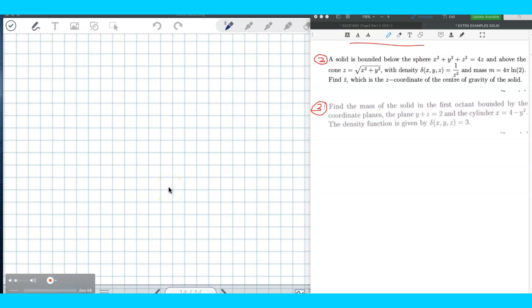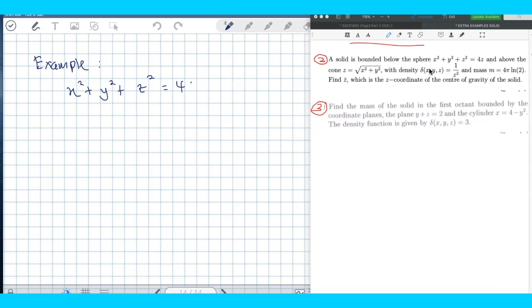Okay, so now I'll give you another example regarding the application of triple integral. So now we look at this question. A solid is bounded below the sphere. Okay, so you have a sphere. This is an extra example. So you have x squared plus y squared plus z squared equal to 4z.